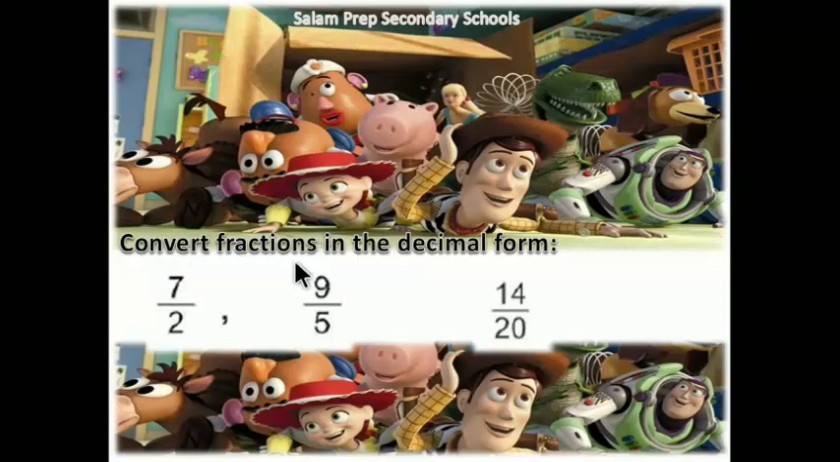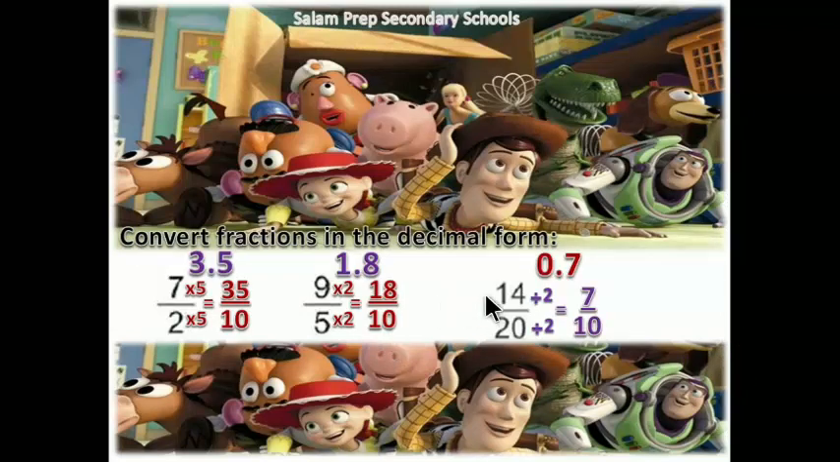Convert fractions to decimal form. 14/20. We need to make the denominator become 10. So 20 divided by 2 equals 10, and 14 divided by 2 equals 7. 7/10. We can write this proper fraction in decimal form like this: 0.7. 7 tenths.